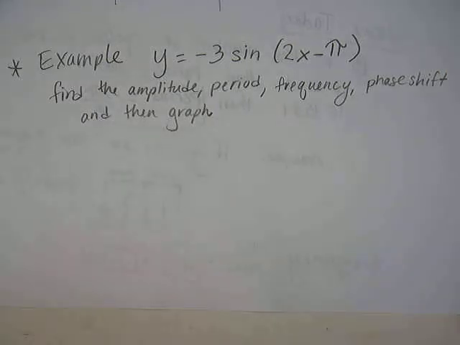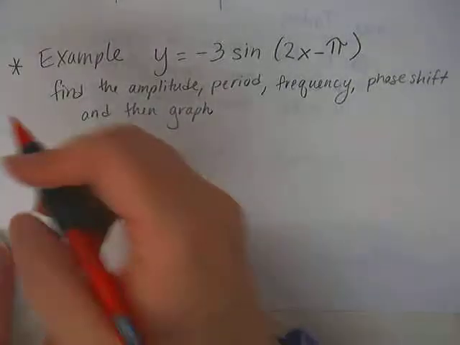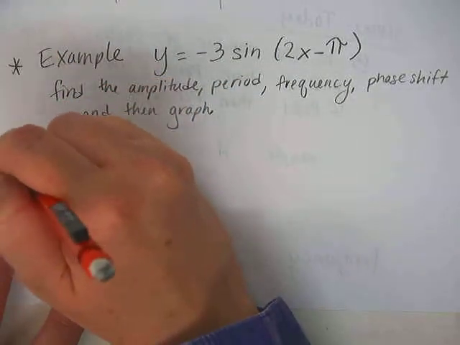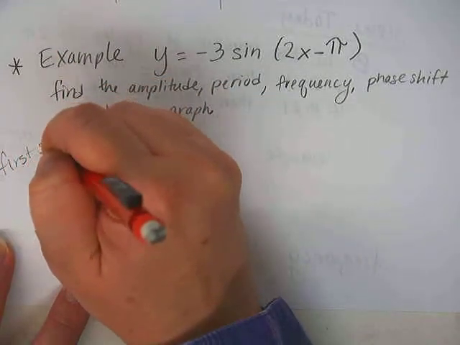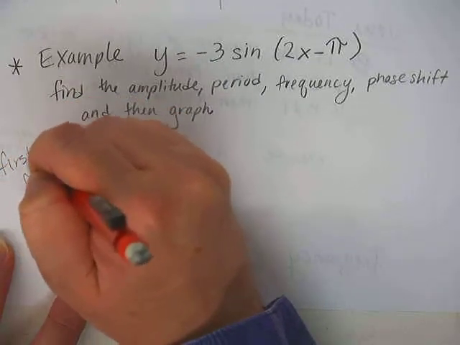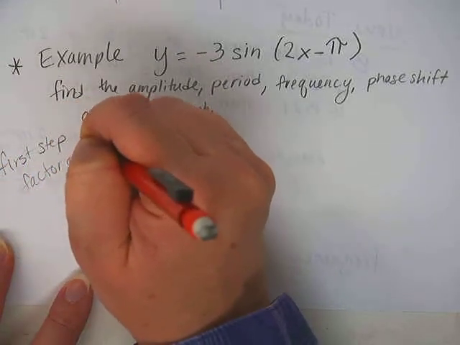I typically see problems on final exams like this. And there's a typical mistake that's made. Okay? And the typical mistake that's made is done in the first step. So here's the first step. The first step is to factor out b.